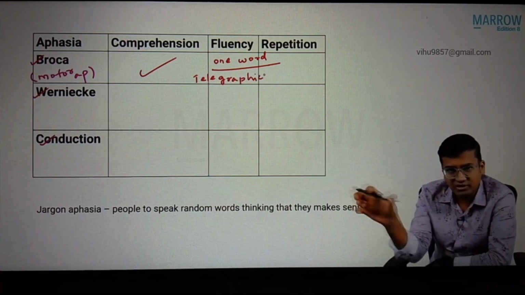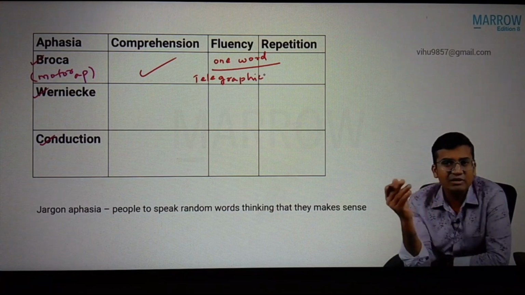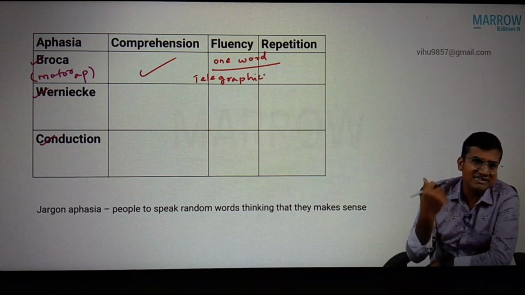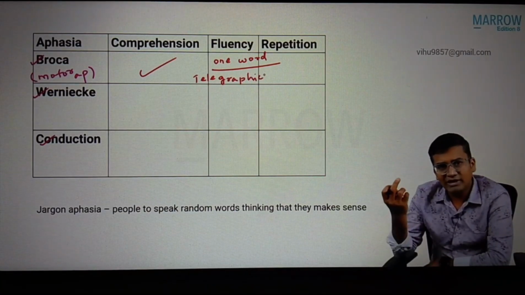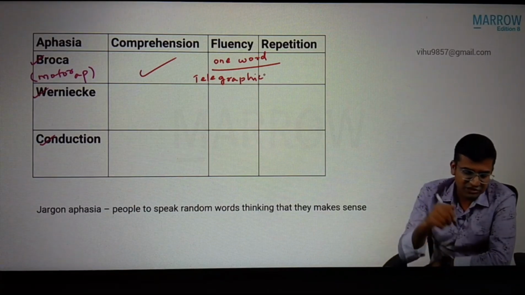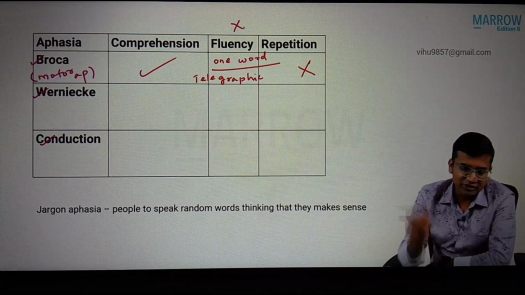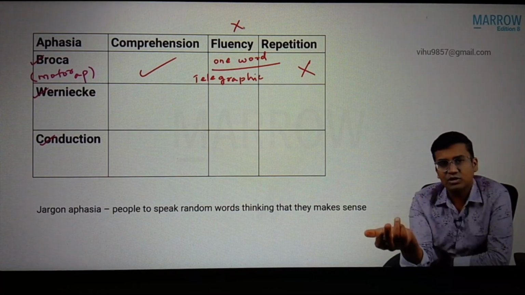These are the clues they will give you in the question: telegraphic speech. That means he is giving replies in one word. Again, repetition. I told you for repeating any sentence, we need 3 areas to be normal. Wernicke area should be normal. Wernicke and Broca should be connected, and Broca area should be normal. Only then he can repeat. So here we have a lesion in Broca's area, so repetition is gone. So in the case of Broca's aphasia, comprehension is normal, fluency and repetition are gone.